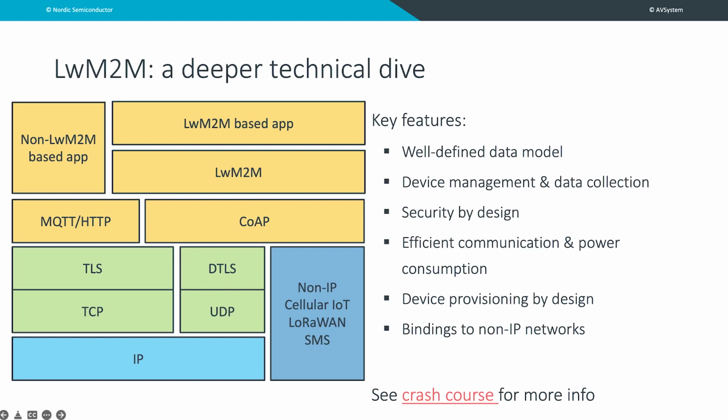Since version 1.2 of lightweight machine-to-machine, it is also possible to run it, in parallel to CoAP, with MQTT or HTTP. So different types of bindings are also possible. If you don't want to go for CoAP, that's also possible. But generally, what I want you to take from this slide is that lightweight machine-to-machine is a protocol on top of this MQTT/CoAP layer, and it provides the whole messaging semantics together with the data model. If you are interested to learn more about lightweight machine-to-machine, we invite you to visit our website with the crash course for more information about it.